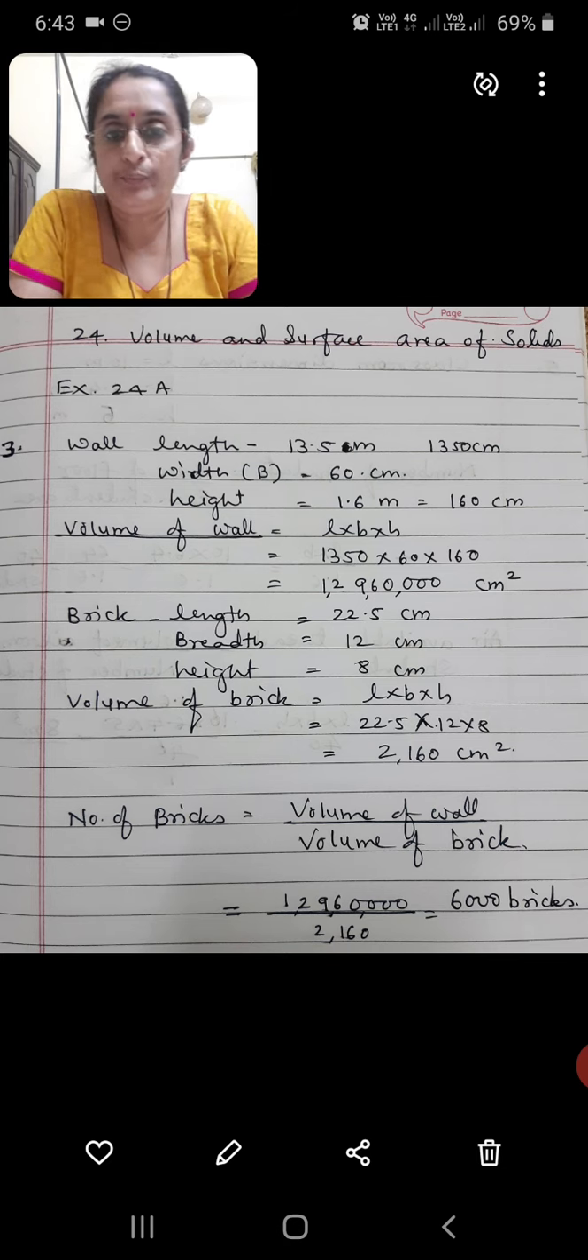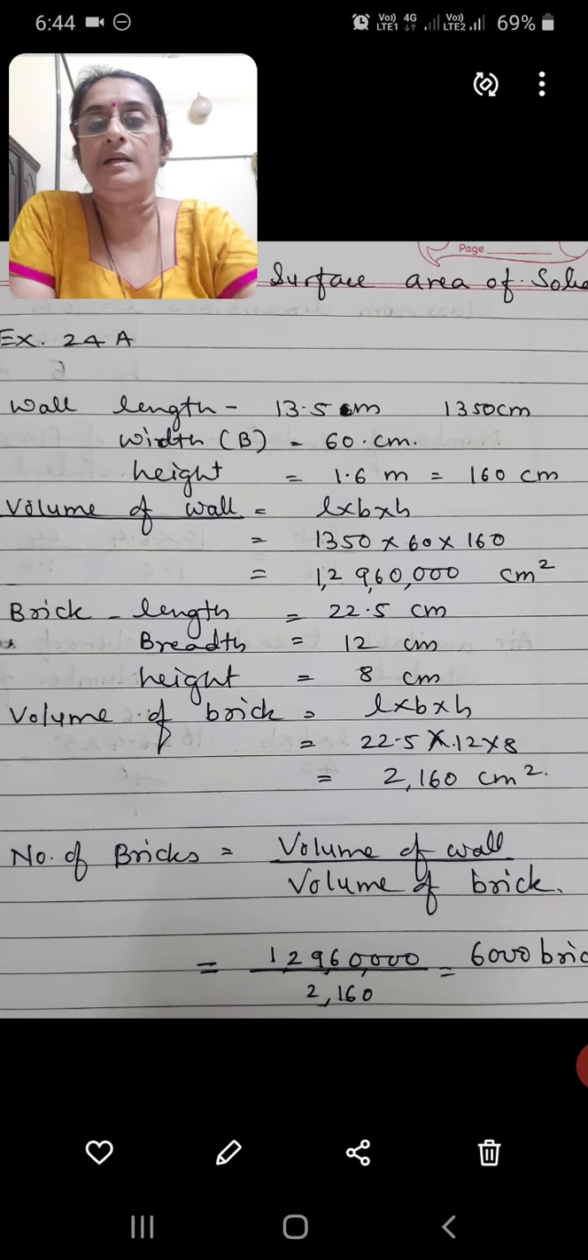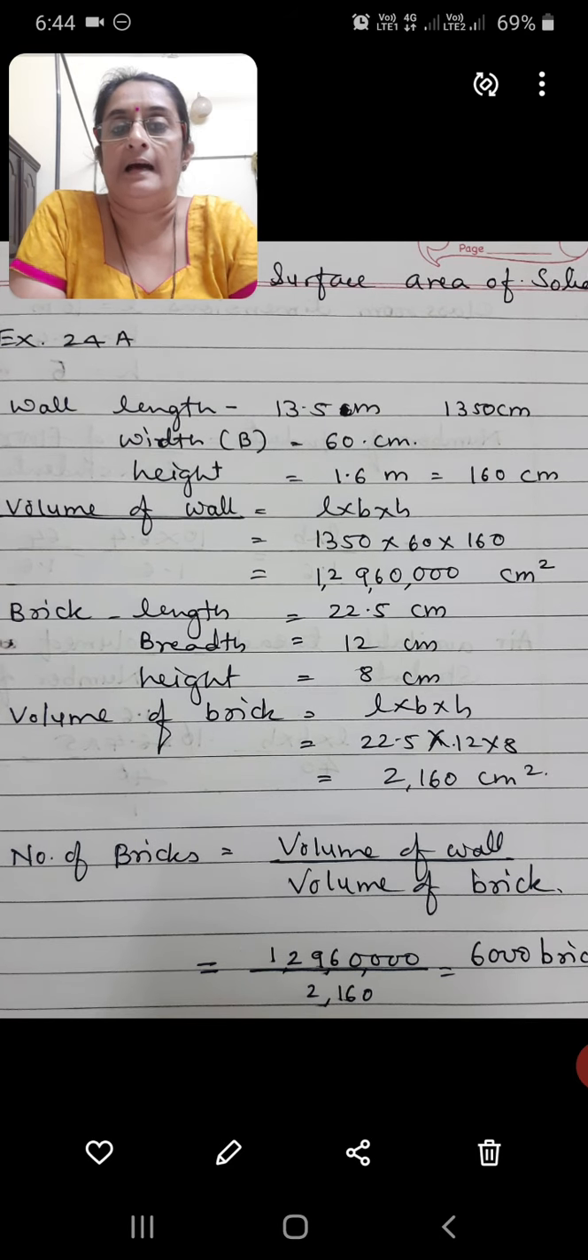Now we have to build a wall. The dimensions of the wall are given, that is length, width and height: 13.5 meters, 60 centimeter and 1.6 meter. Volume of the wall is to be found, and the dimensions of the brick are also given. The brick's length, breadth and height are 25.5 centimeter, 12 centimeter and 8 centimeter.